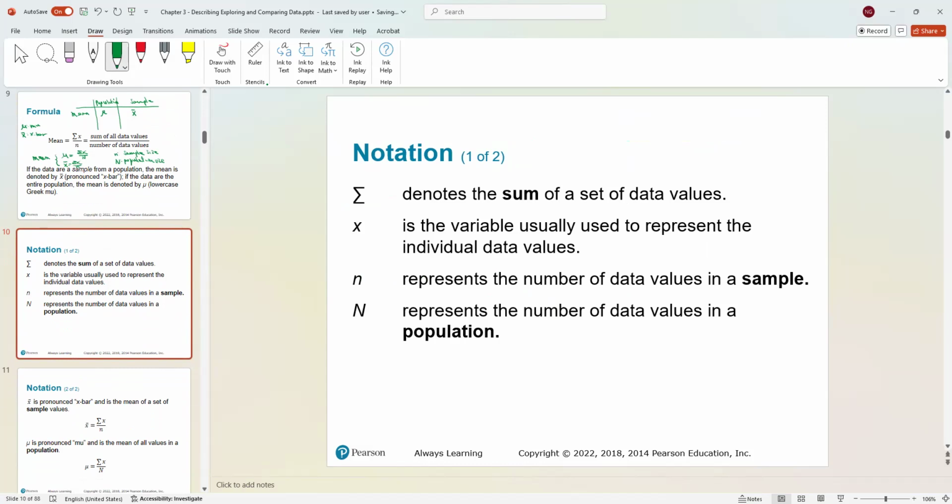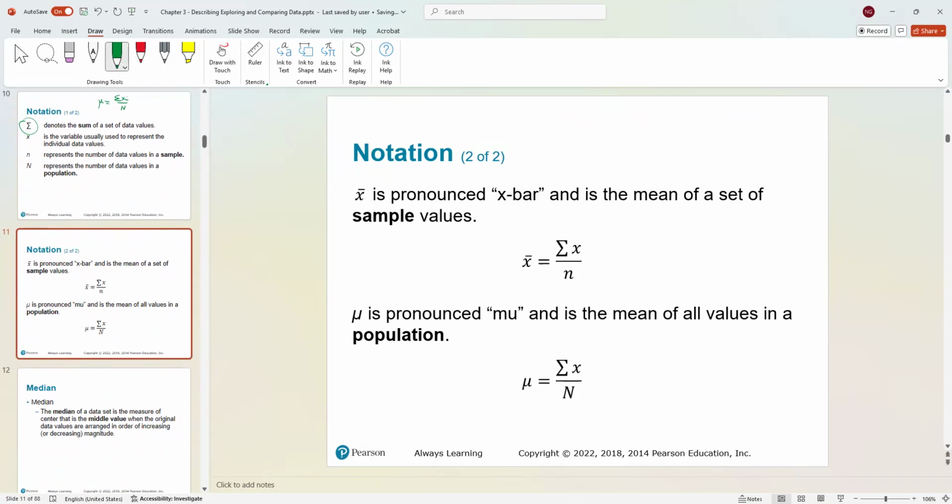We usually use the summation. Let's say mu equals the summation of xi over capital N. Remember, this is summation. X is the variable usually used to represent the individual data values. Lowercase n represents the number of data values in a sample, and capital N represents the number of data values in a population. That's very important, so you need to make sure you follow this one.